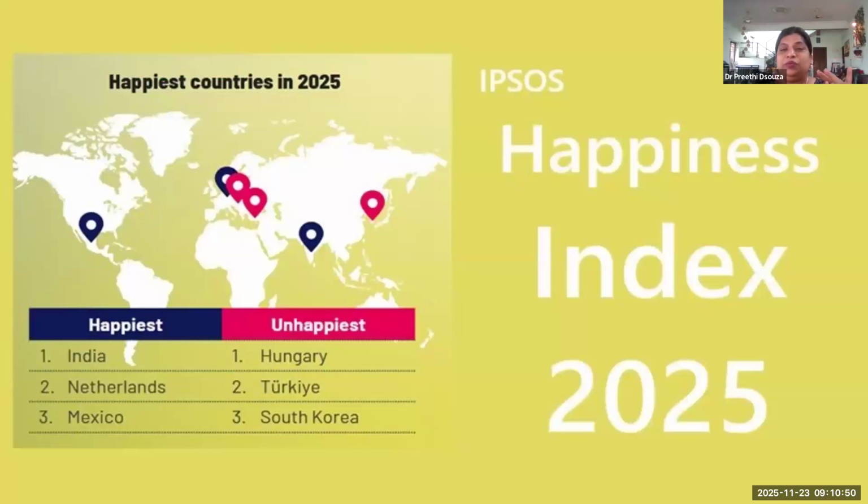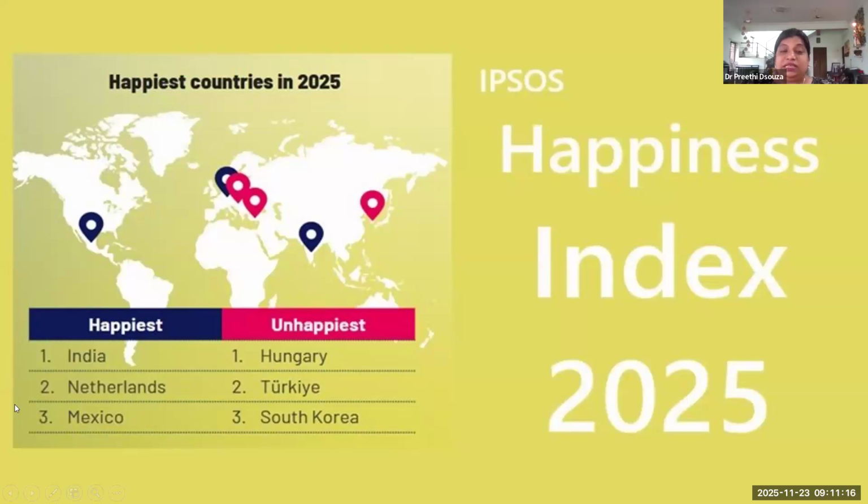Can you see this and tell me what you understand from this? I've just given you one data. Anybody can tell me? Happiness index. Which country is happiest and unhappiest? India, Netherlands, Mexico are happy. And unhappiest: Hungary, Turkey, and South Korea.